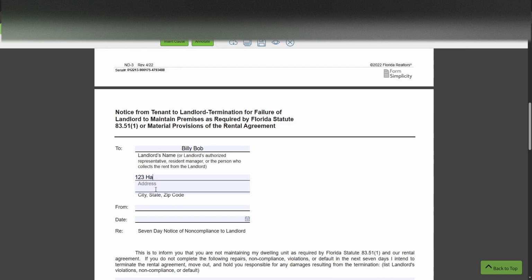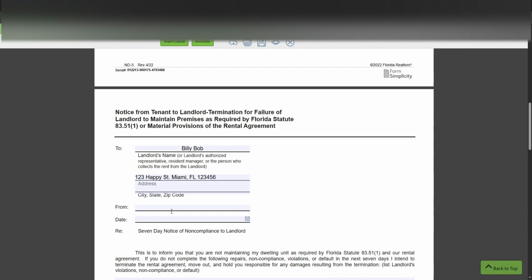Again, like I say in all my videos, it needs to be the full property address. City, state, and zip code. You need to have it fully put in there. So don't leave out the city, don't leave out the state, don't leave out the zip code. If there's a unit number, put the unit number in here. It needs to be a full property address.